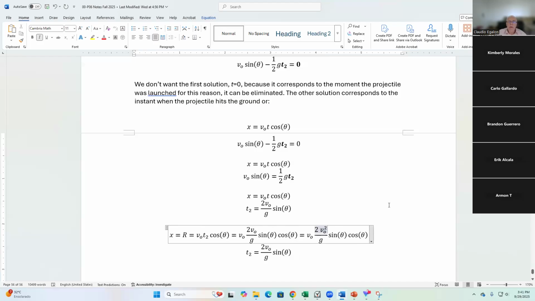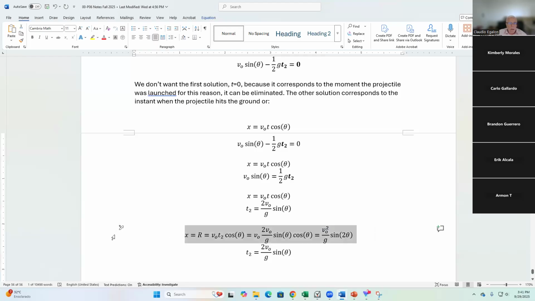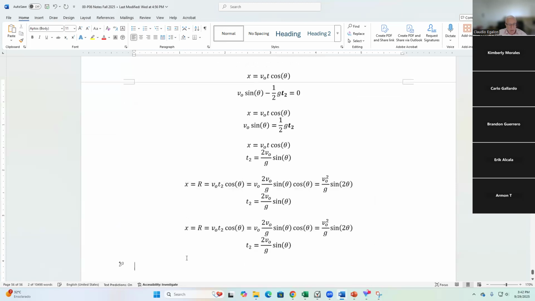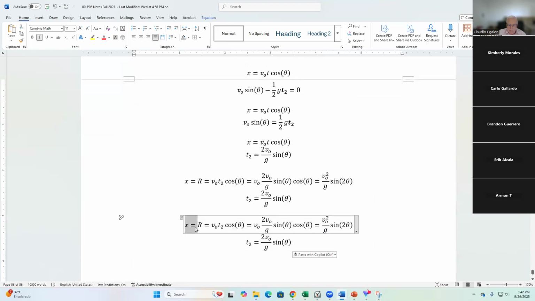Okay, good, it worked. V naught combines with V naught. Sine of theta, cosine of theta times 2 is sine of 2 theta. And that's what's going to be the range of the projectile.